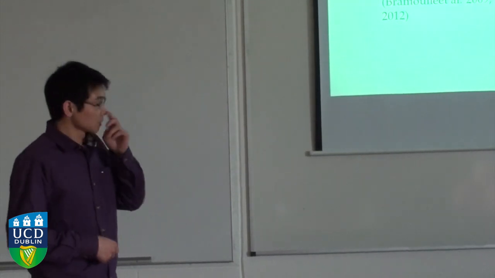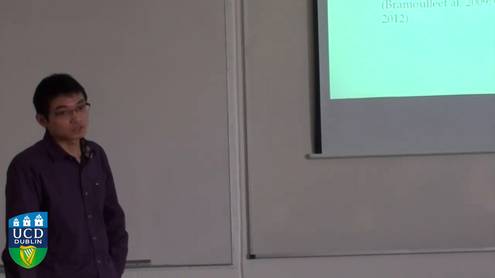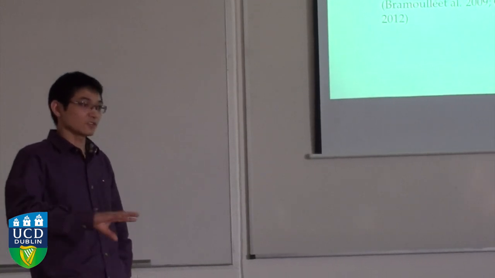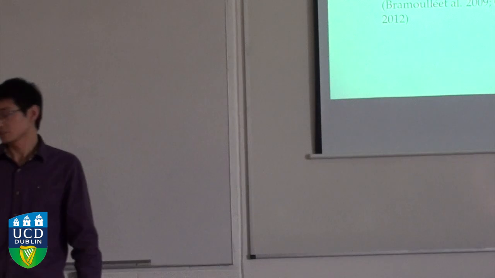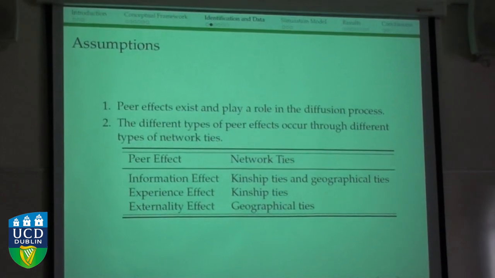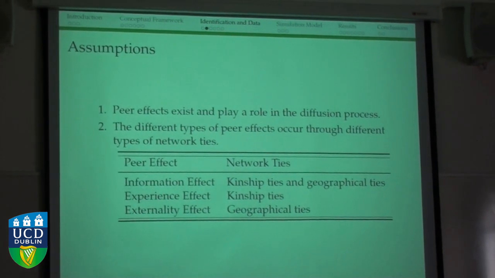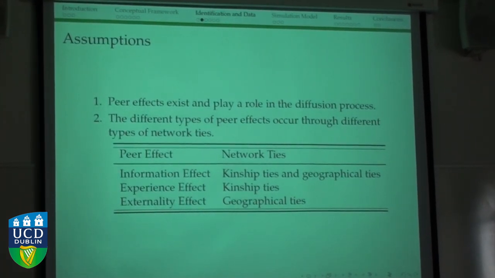In our study, it's even more challenging, because we not only want to identify peer effect from other effects, we also want to distinguish different types of peer effects. In order to achieve this, we have to make two assumptions. The first one is that we assume peer effects do exist and play a role in the diffusion process. This is the assumption all the simulation models have to make, because unless you assume it exists, you can't model it, you can't simulate it.